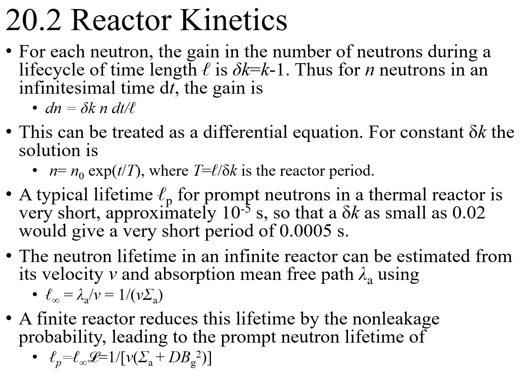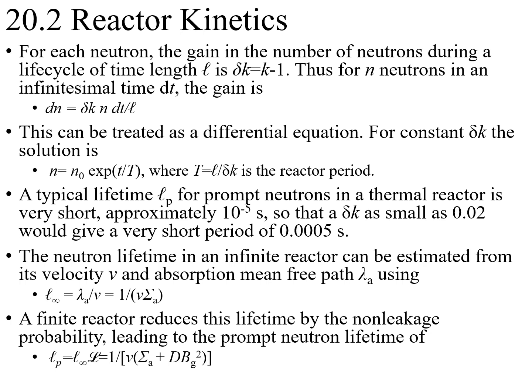For the neutron population, the gain in the number of neutrons during a life cycle of time length L is defined as delta K equal to K minus 1. For example, if K is 1.1, then 1.1 minus 1 is 0.1. It means that after a certain time length L, the neutron population is increased by 10%.